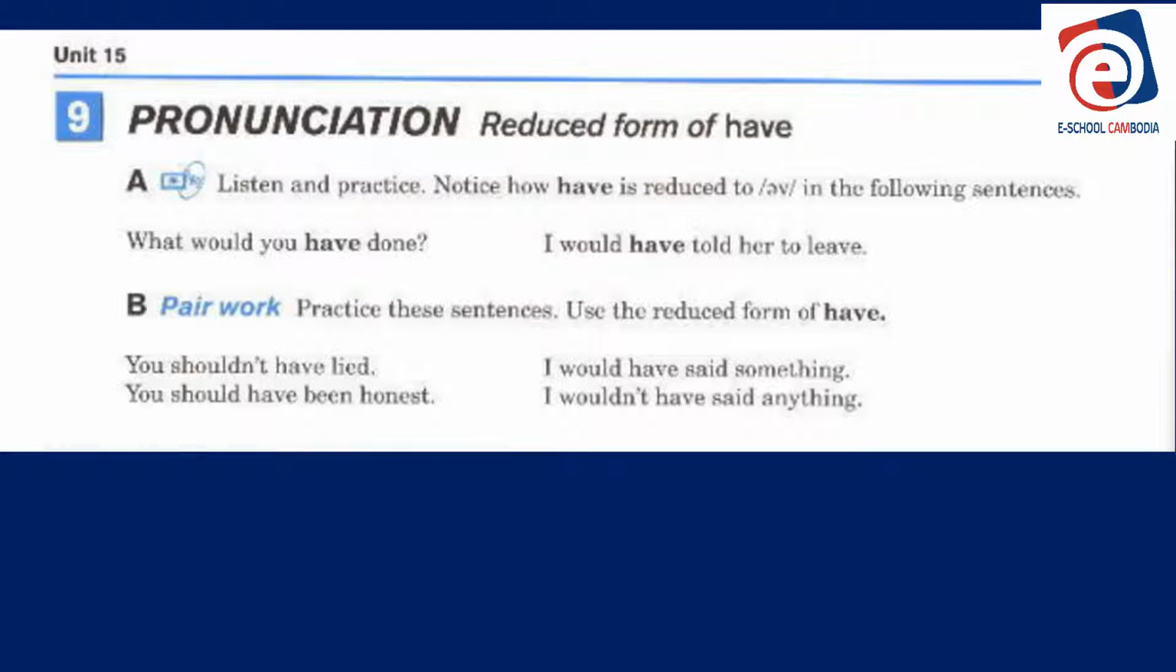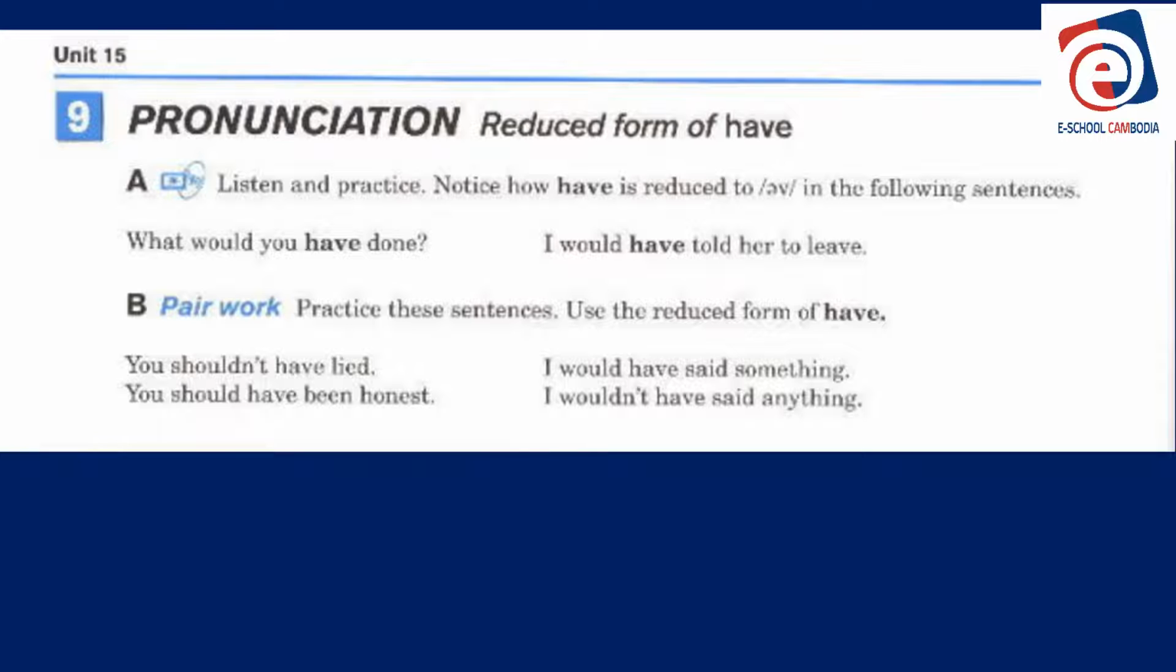It means we cut the word, and you've seen this in previous lessons because in every unit we have a pronunciation exercise, and many times we talk about what we call reduction or reducing the word. And so listen and practice. Notice how have is reduced to of in the following sentences. Listen to how I say this. First, I will say it correctly. What would you have done? I would have told her to leave.